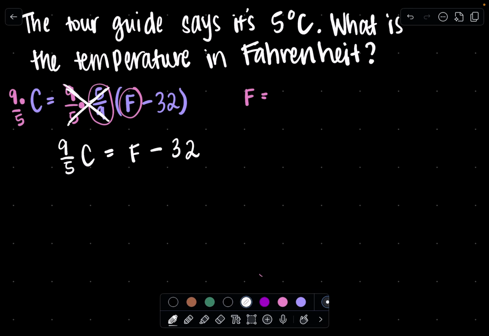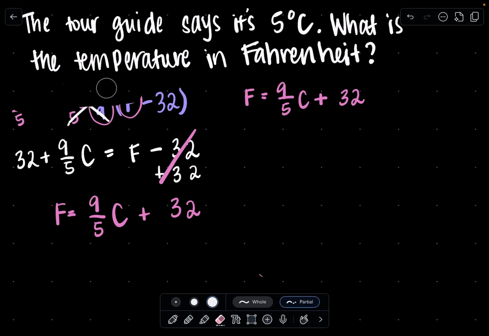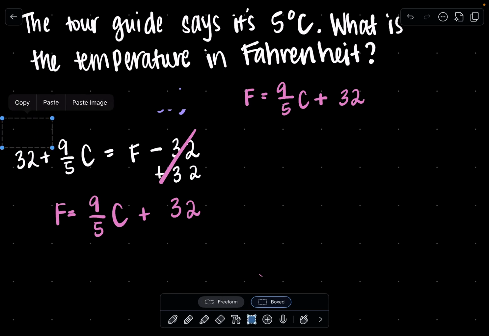And again, we're trying to solve for Fahrenheit. We need to get F by itself. So to do that, I'm going to add 32 to both sides. Now it's kind of out of order, but now I'm going to rewrite this. F is equal to 9/5 Celsius plus 32. I apologize, my work is a little messy. And all we did was rearrange this equation to solve for F. Okay, I'm going to clean up this work and erase this right here. If you need it still, pause the video or go back and rewind.